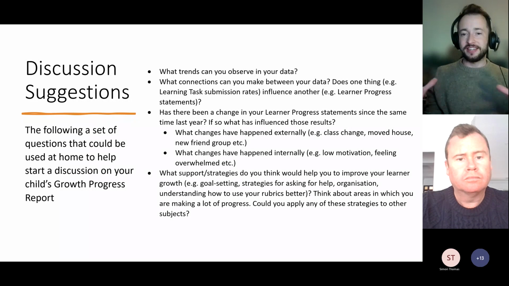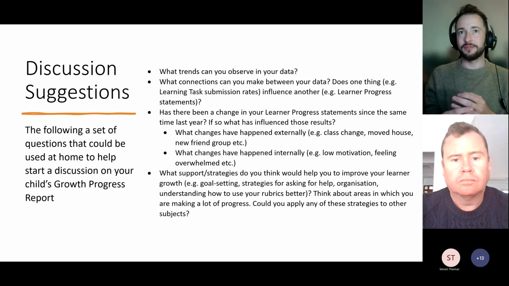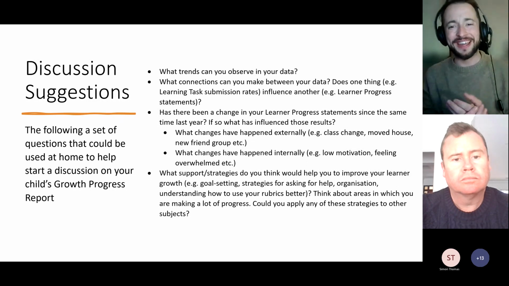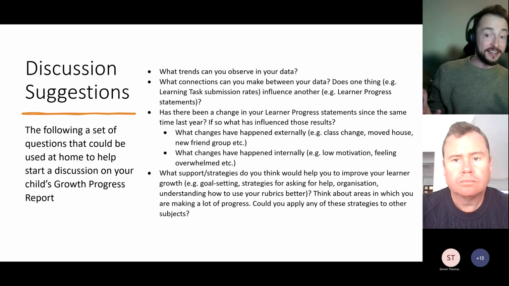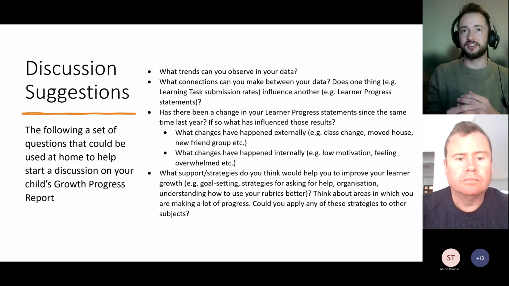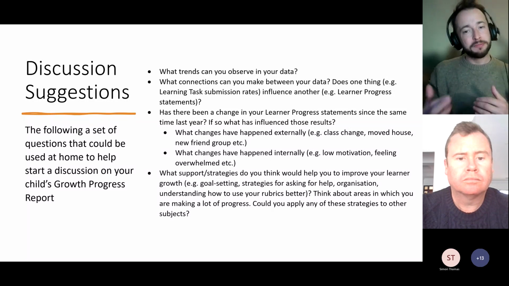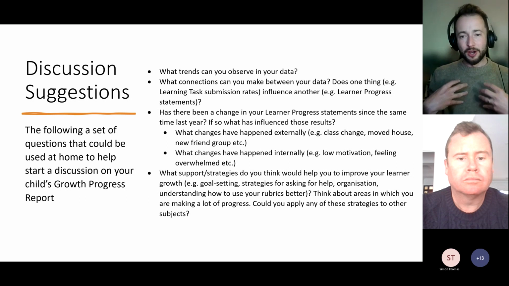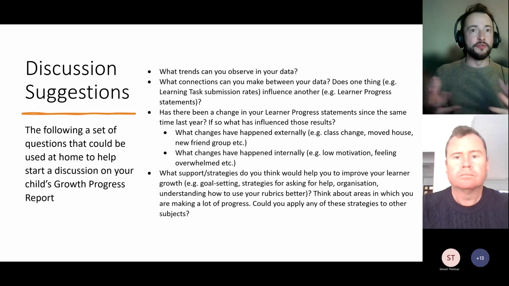Okay, so I think it's also worth asking them, have there been any differences in their learner progress statements? So what basically have they noticed? Were there any things happening outside of themselves, like external factors that could be influencing it, maybe social things in the class, or something as simple as moving home? But then also getting to reflect internally. So what things were happening within themselves that might have influenced their results? Were they perhaps experiencing low motivation or feeling overwhelmed?